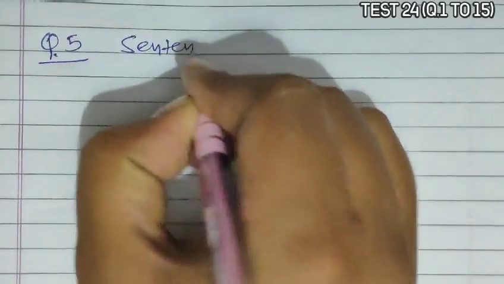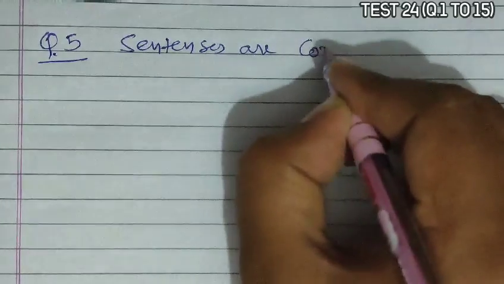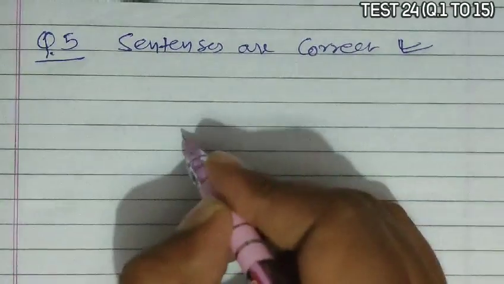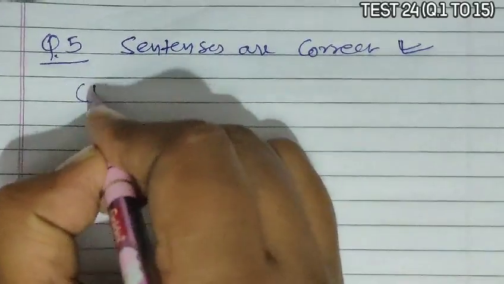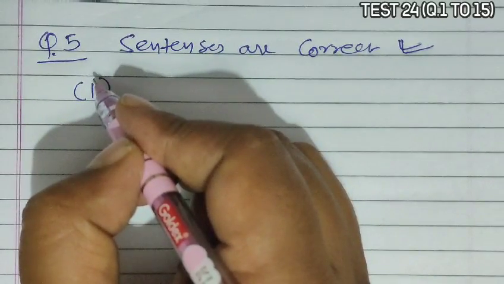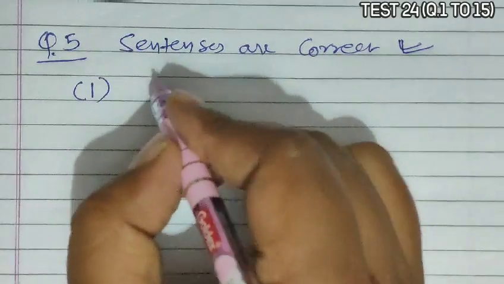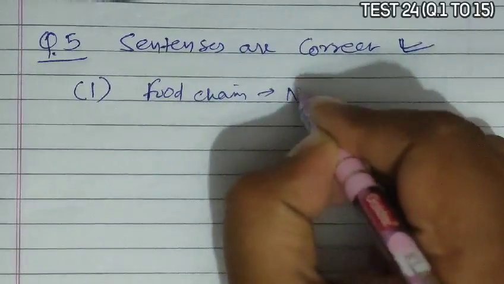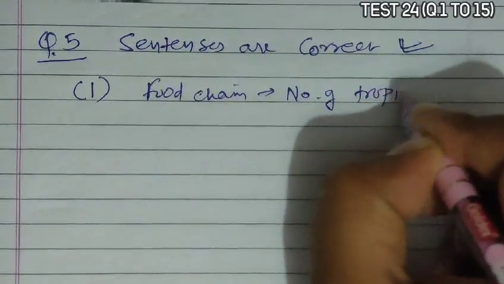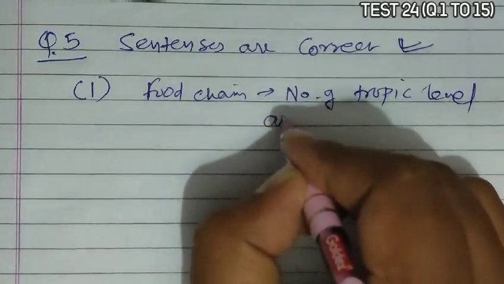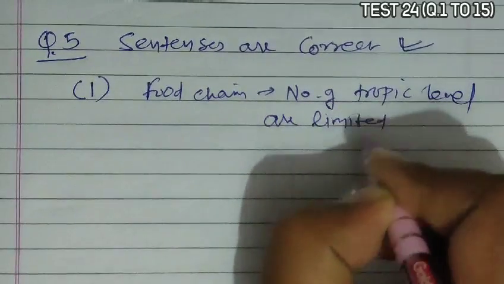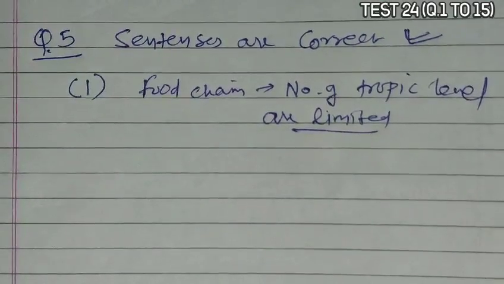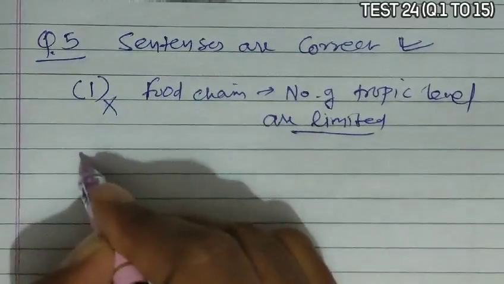Next is question 5. Question 5 asks how many sentences are correct. So we have to identify the correct statements. Now sentence 1 is given as the trophic levels of grazing food chain are unlimited. So in any food chain, the number of trophic levels is limited because food supply is limited, so it cannot be unlimited. So this is incorrect.